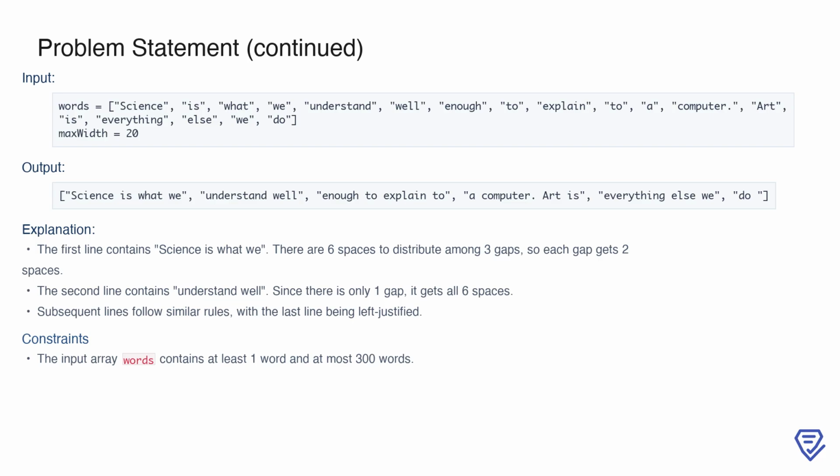Now consider a larger example with words equals, science is what we understand well enough to explain to a computer, art is everything else we do, and max width equals 20. The output is, science is what we understand well enough to explain to a computer. Art is everything else we do. For the first line, 6 spaces are distributed evenly among 3 gaps, resulting in 2 spaces per gap. The second line has only 1 gap, so all 6 spaces are placed there. The subsequent lines follow similar rules for distributing spaces, while the last line, do, is left justified with padding on the right to reach the required width.